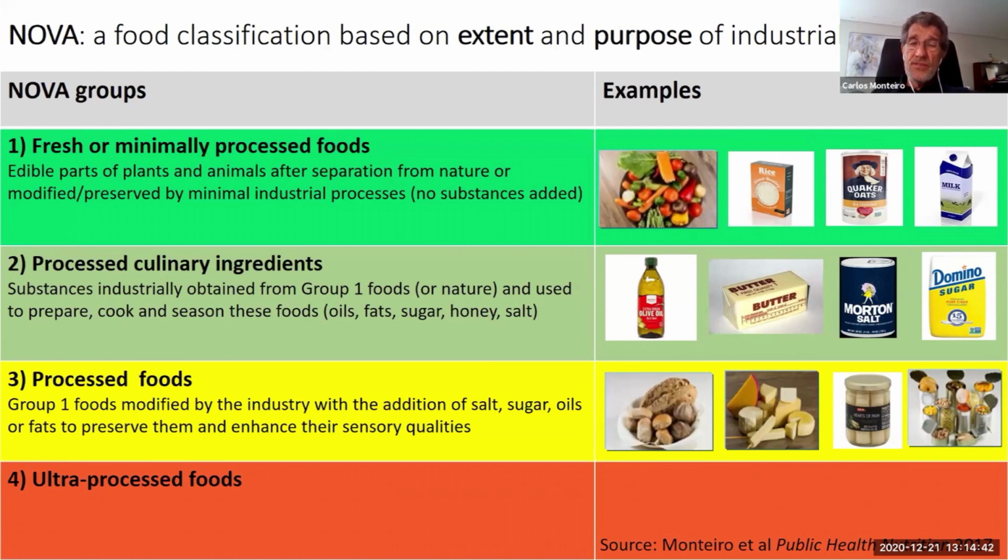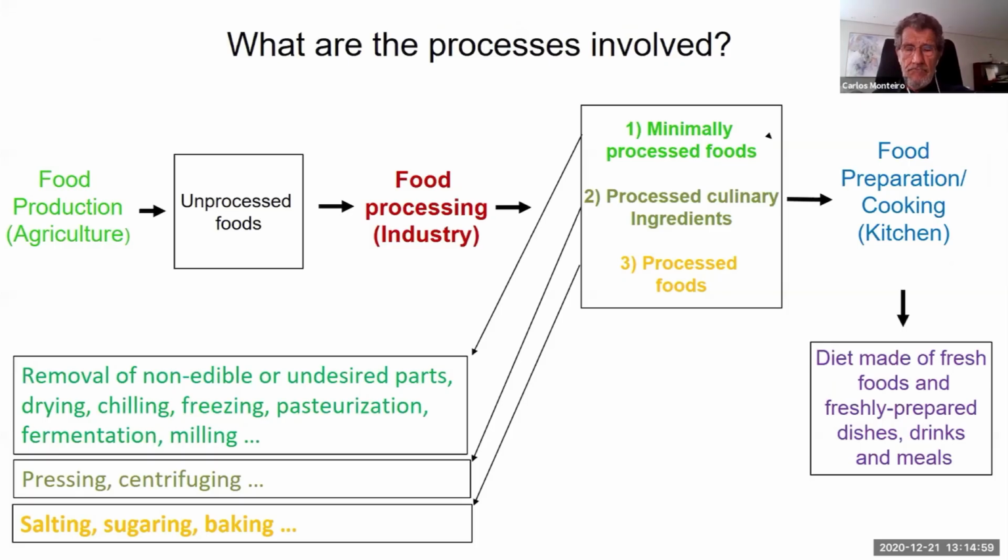The third group of NOVA is processed foods. Processed foods are group 1 foods that are modified by the industry, in this case, with the addition of salt, sugar, oils, or fats. And the purpose here is to preserve foods and also to enhance their sensory qualities, like in the case of bread and cheese.